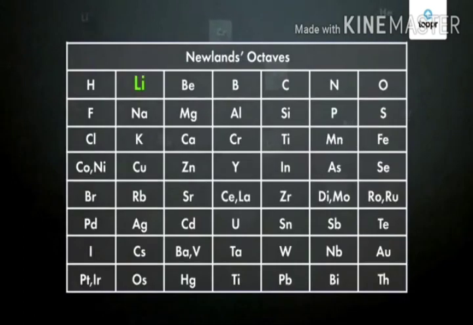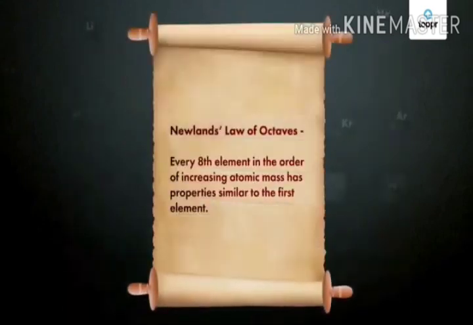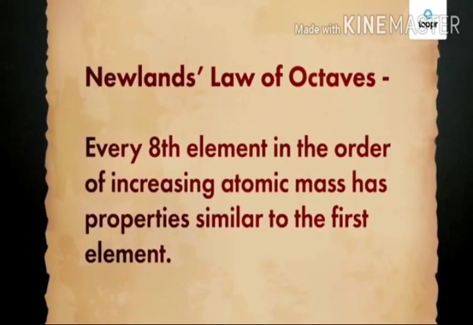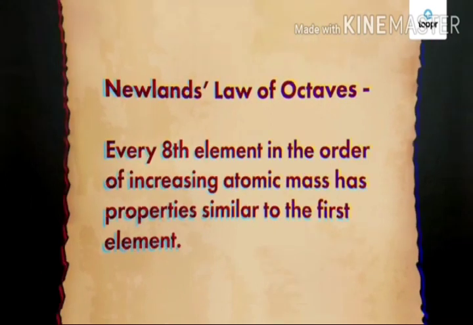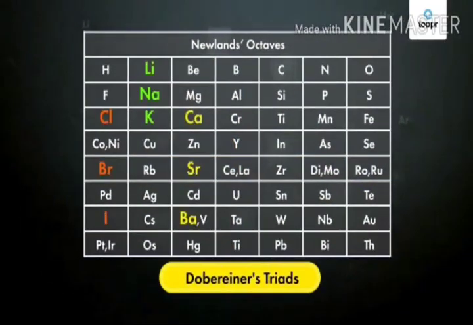In Newlands' octaves, after lithium, the 8th element, sodium, resembles it. In the same way, after boron, the 8th element, aluminium, also resembles the same properties. From there the law originates. Newlands' law of octaves says that every 8th element in the order of increasing atomic mass has properties similar to the first element. One of the achievements of Newlands' octaves is that he could include every Dobereiner triad.